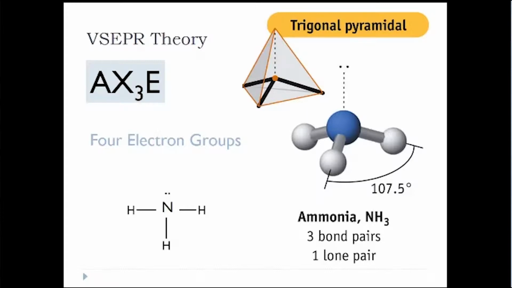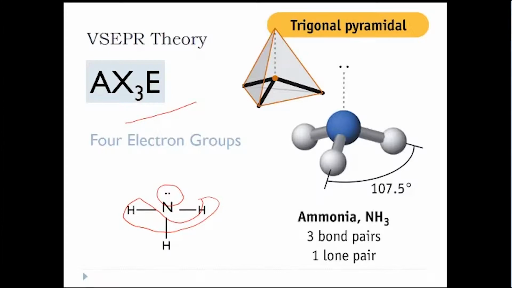So in the Lewis structure for ammonia, we see that there are 3 bonded atoms. So our designation will be AX3, but we also have the non-bonding pair, and in the VSEPR designation we use the letter E for the non-bonding electrons. So here our VSEPR designation is now AX3E.